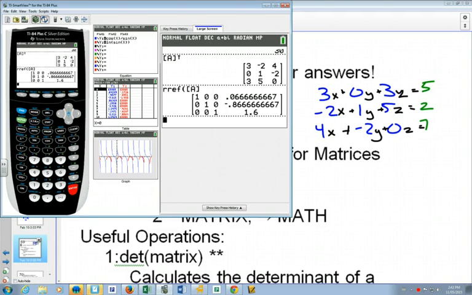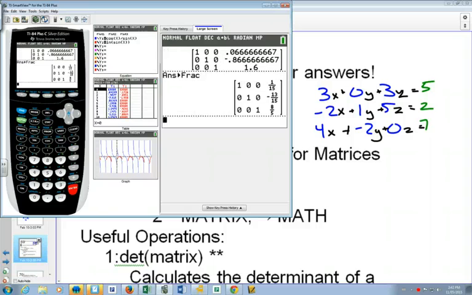Oh, but Mr. JR, I don't like working with fractions, so I'm going to just go math, change my answer to fractions, and it changes our matrices. Now we know that it was 1/15, negative 13/15, and 8/5 for our answers. Yes? Yeah, just a second.